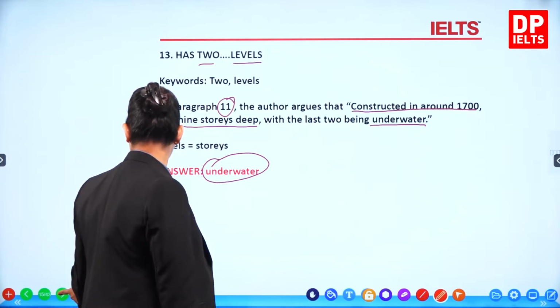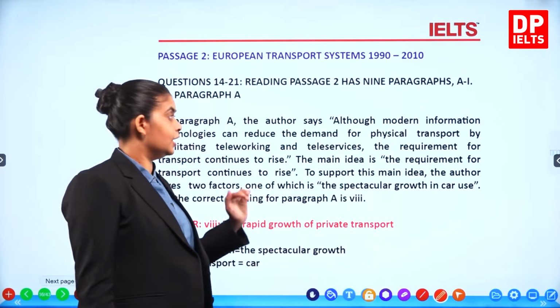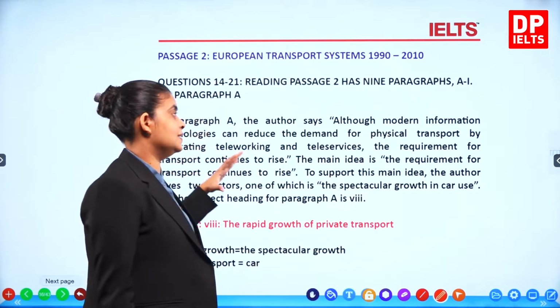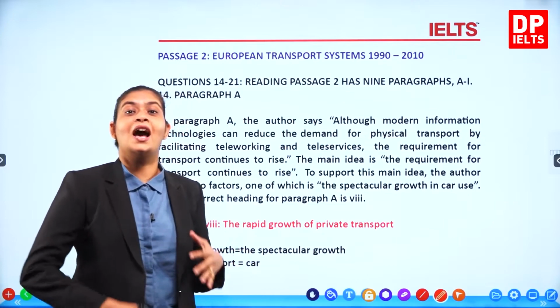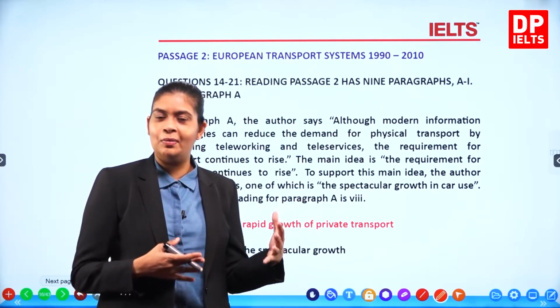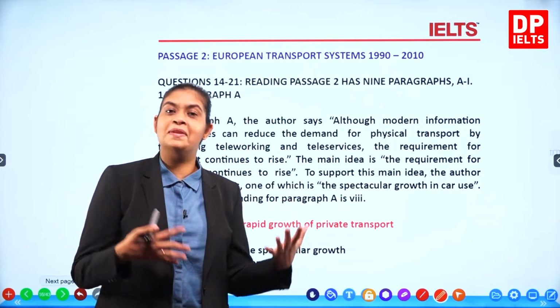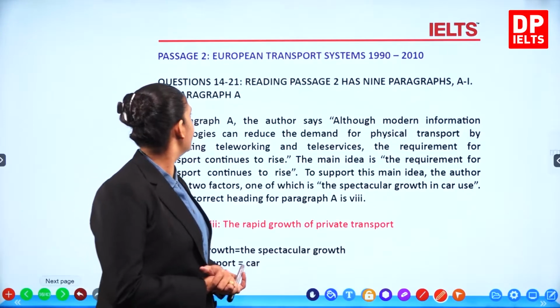Not that difficult, just pinpoint where your answer is. If you know where your answer is, you can easily find the answer. So the question is, how do we find out the place? So the best way is to follow skimming and scanning techniques, right?